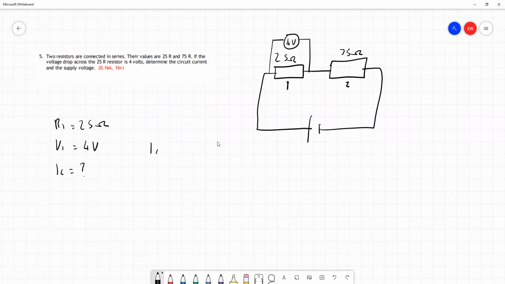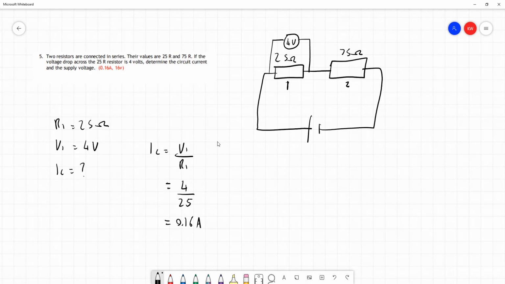So we can use a rearranged version of Ohm's law here again. I explained how I got this rearrangement in an earlier question. So I = V1 divided by R1, the voltage dropped across this resistor divided by its resistance. So putting the numbers in, we have 4 divided by 25, and that gives us our answer of 0.16 amps. So we now have the circuit current.